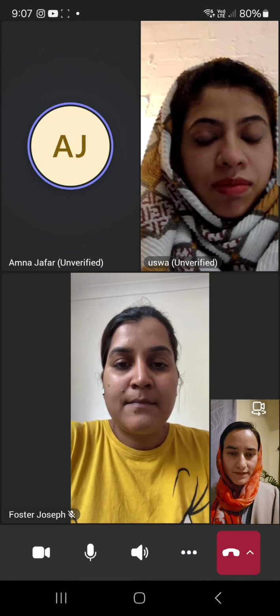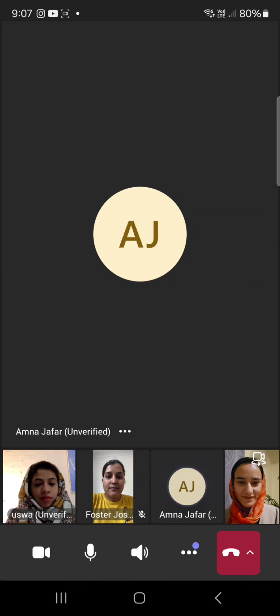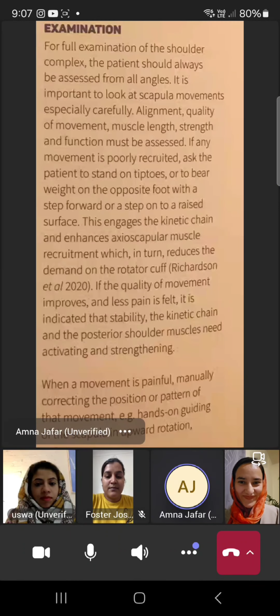Okay, so now I have this part of the presentation because it shows and discusses the examination part. It says for full examination of the shoulder complex, the patient should always be assessed from all angles. It is important to look at scapular movements especially carefully. So what you have to see: alignment, quality of movement, muscle length, strength, and function should be assessed.